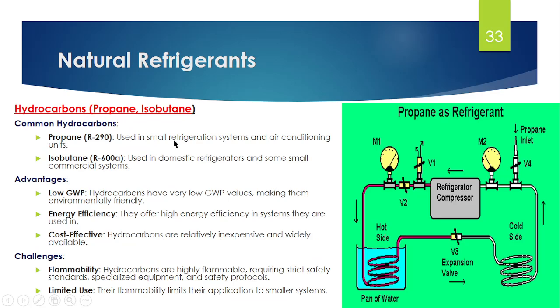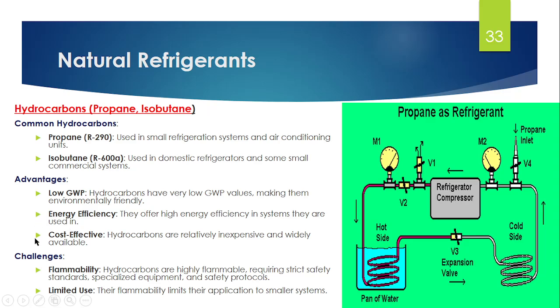Propane is used in small refrigeration systems, and isobutane is used in domestic refrigeration or sometimes in commercial systems also. So basically in our home, whatever refrigeration system we are seeing, most of them are using this propane, with a semi-hermetic compressor. So the advantage is that global warming potential is very low, it is highly energy efficient, and the most important reason why it has been used in the industry is that it is cost effective.